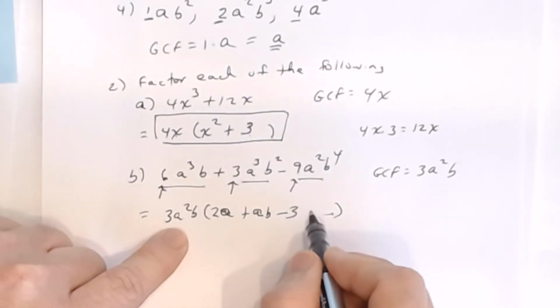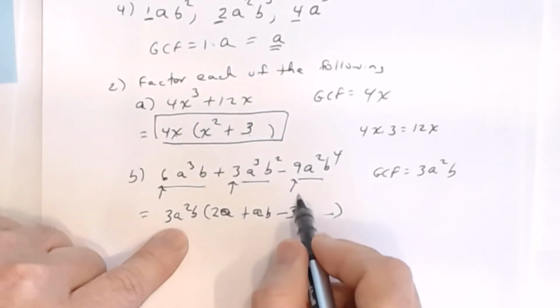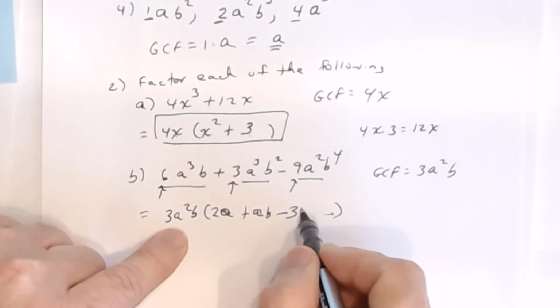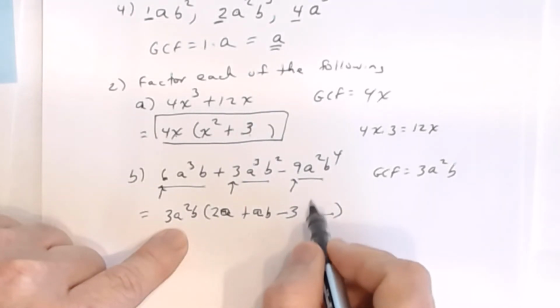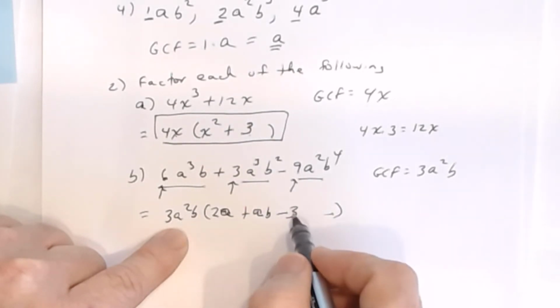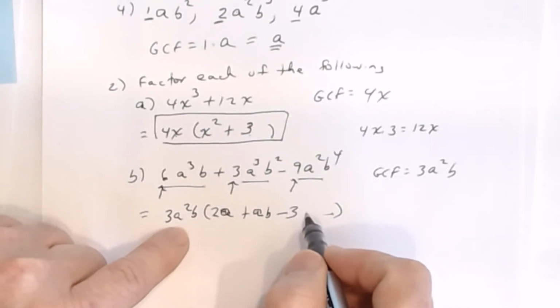A squared, see this is a squared, so I've already factored out the a squared. So don't put an a here. If you put an a here, a squared times a is a cubed, and that's not what that is. So you've already taken out the a squared, so don't put any a's right here.